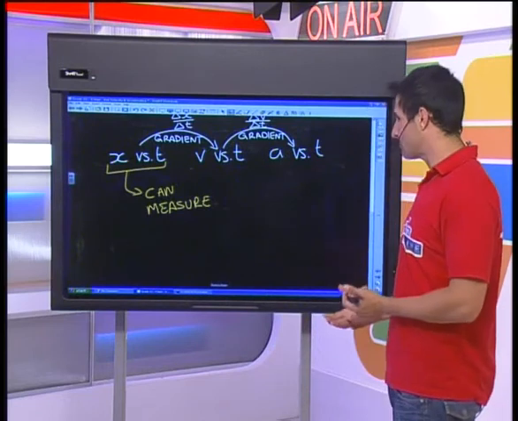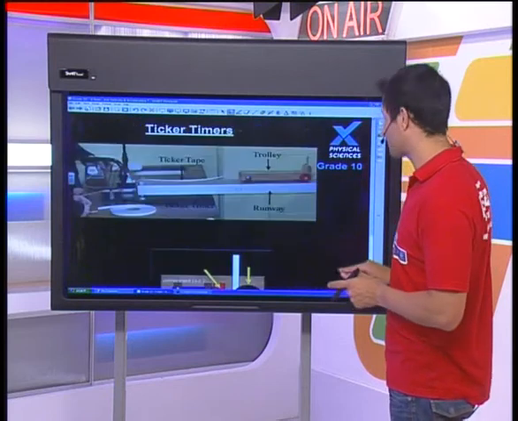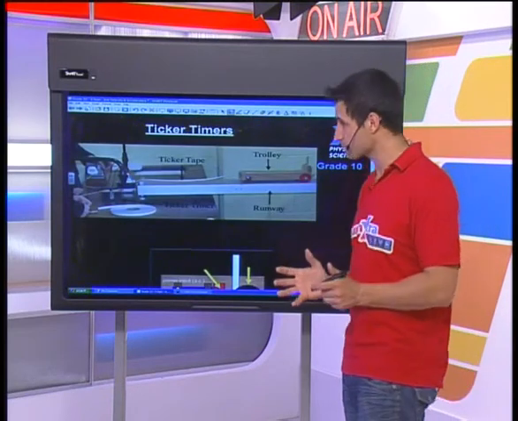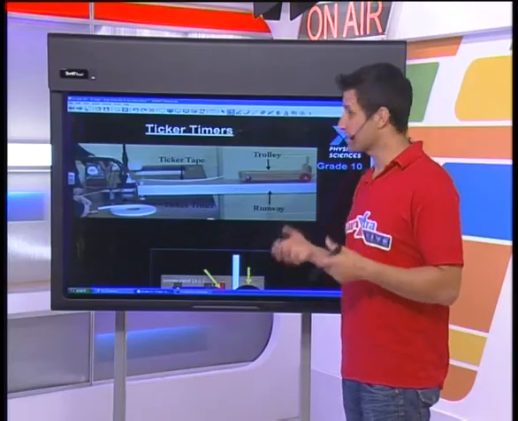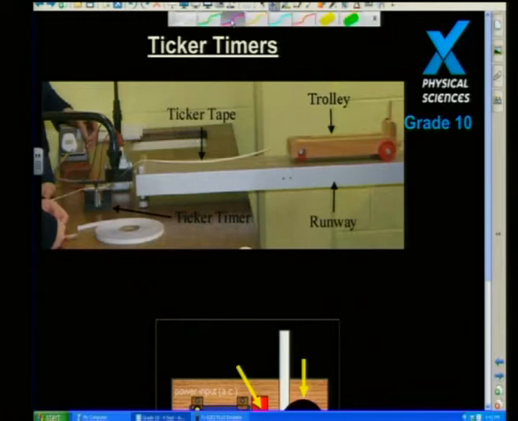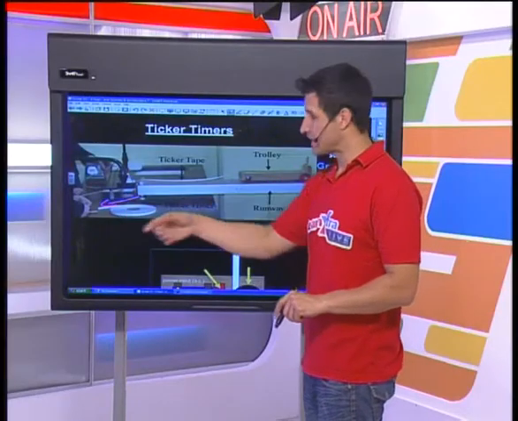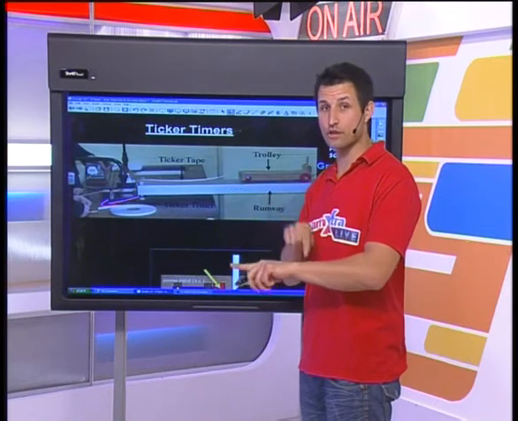Okay, so how do I go about measuring these things? Well, during an ad break I'm going to be rigging up a piece of equipment called a ticker timer. A ticker timer basically gives me a way of measuring how far I've gone and how quickly I've done it. I've got a tape which runs through my ticker timer. This ticker timer actually draws dots at regular intervals. That means every certain amount of time it's going to make a dot. The tape is going to move through the ticker timer, and as it moves, these dots are going to be drawn along the tape.